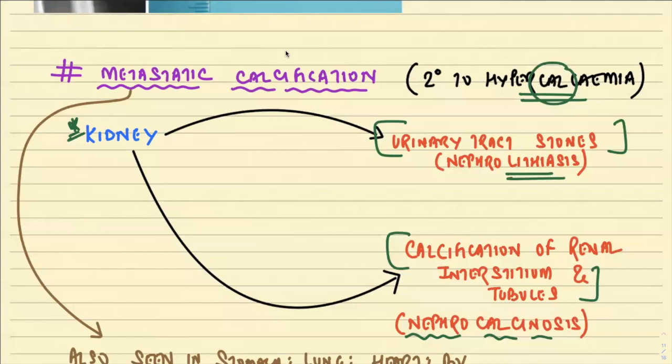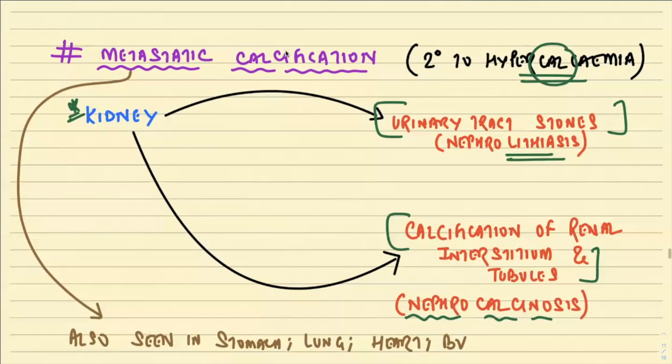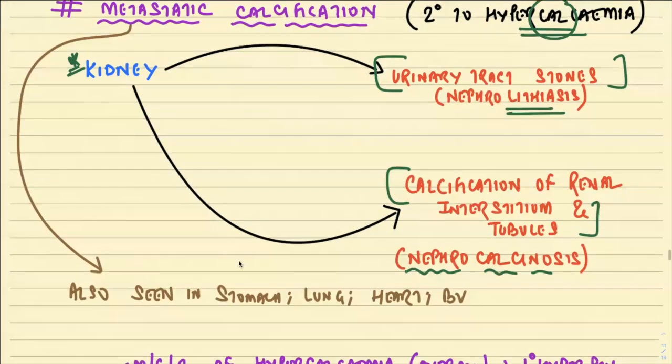Yes, very good, fantastic. So now you should correlate. Now this metastatic calcification, if you see, is not only limited to the kidney, but it can also be seen in the stomach, lungs, heart, and in the blood vessels. Okay, is this point very clear?